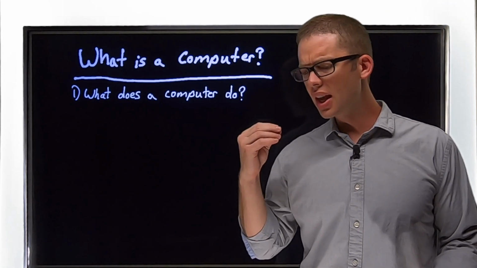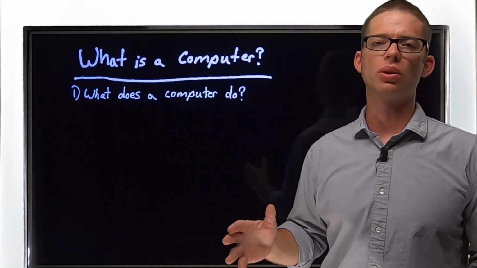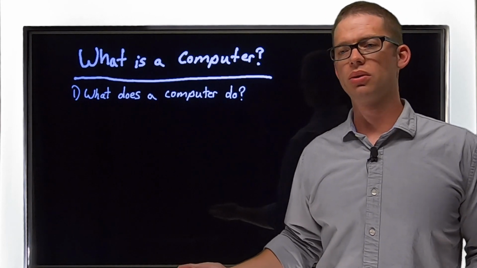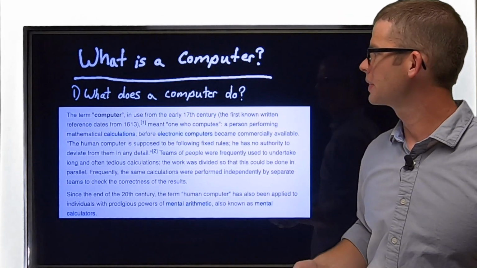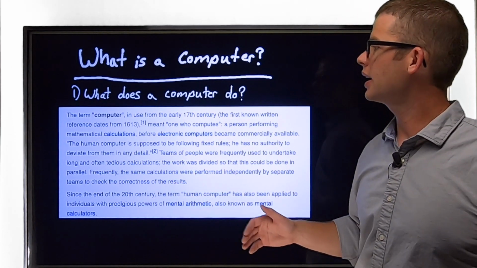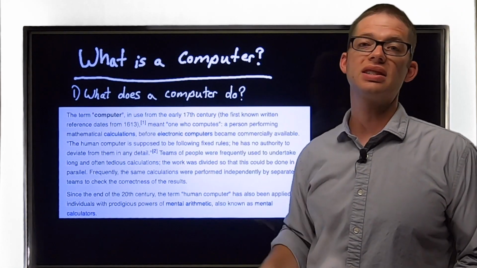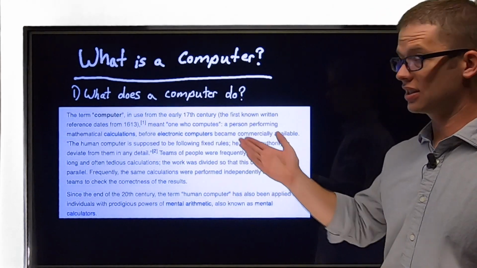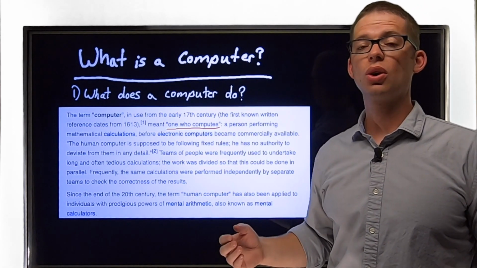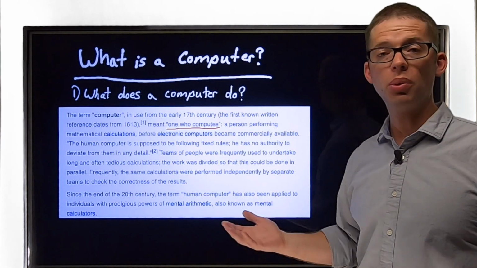Now, in my experience, it's useful to look back at the first computers, see what they did, and then use that to try to understand what modern computers do. So let's do that. This is a clipping I've taken from a Wikipedia article. And as it points out, the term computer has been in use since as far back as 1613, at least that far back. And at the time, it meant one who computes. So we immediately learn that computers used to be people.